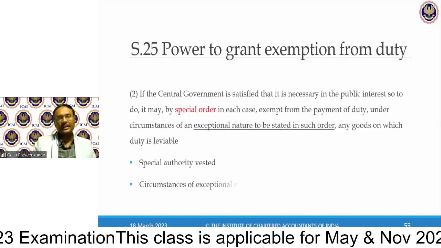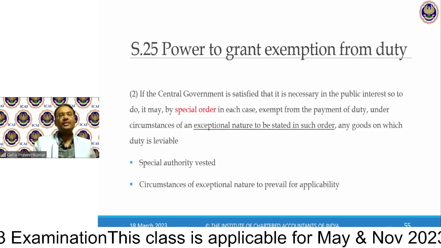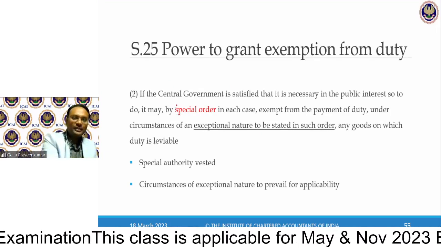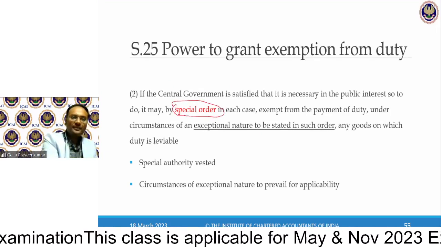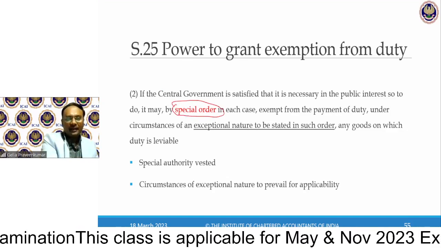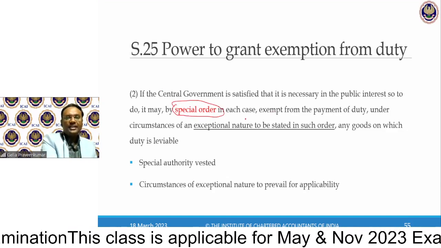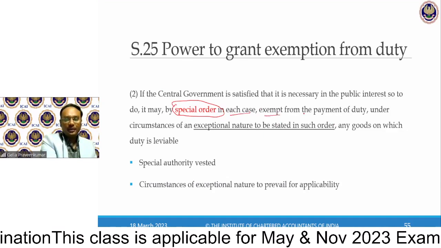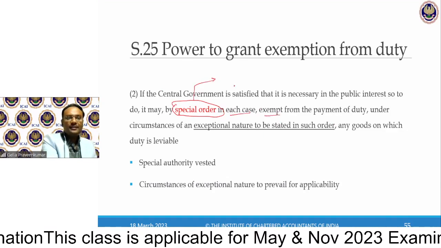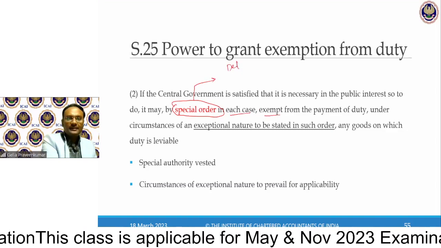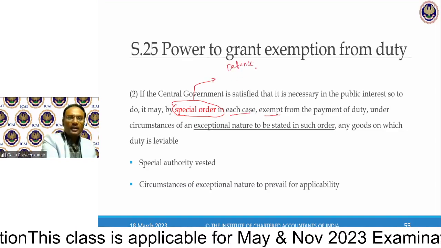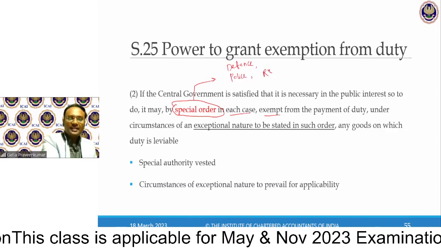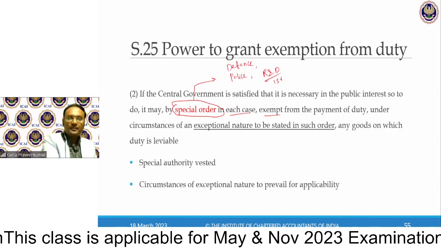Now, there could be scenarios where, instead of an exemption notification in general, there could be a reference to something called a special order. By way of a special order, in each case, there could be an exemption given for payment of duty. What are the examples of a special order? Defense, or your police, or research and development like ISRO.